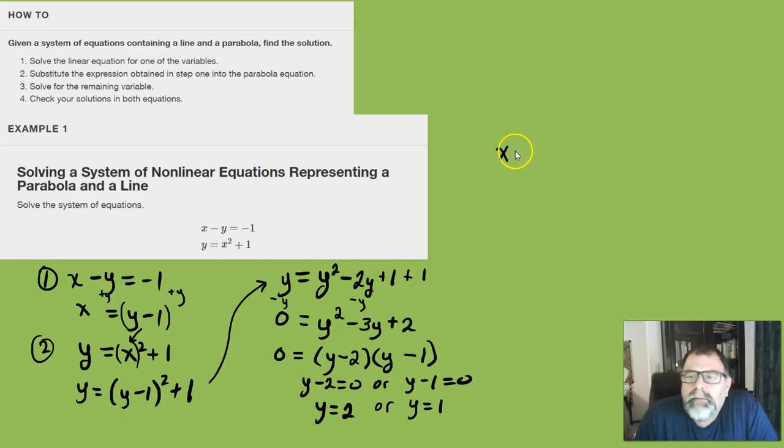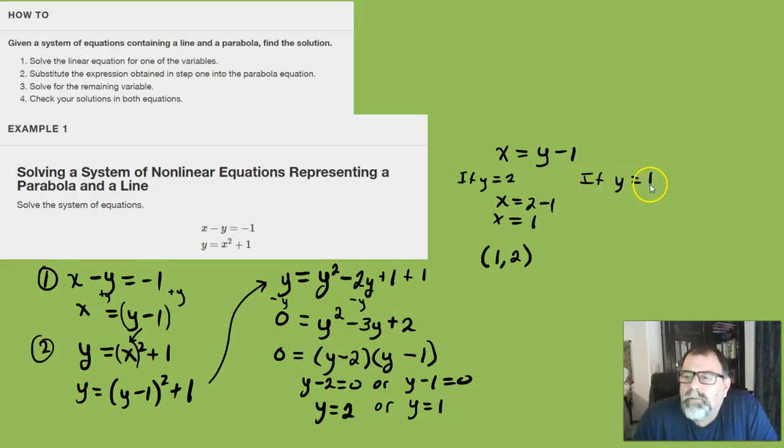So let's see, x equals y minus 1. So if y equals 2, x equals 2 minus 1, which is 1. So that gives us the point 1, 2. And then if y equals 1, x equals 1 minus 1, which is 0. So that will give us 0, 1. And then that's our solution set, these two ordered pairs.